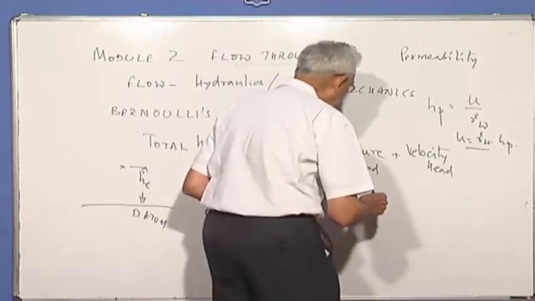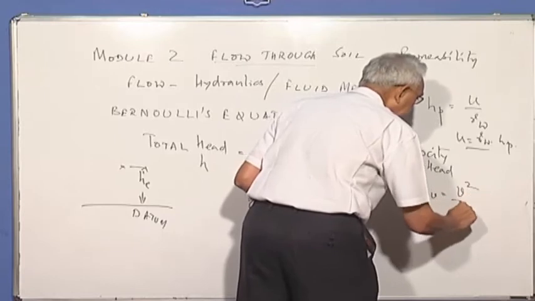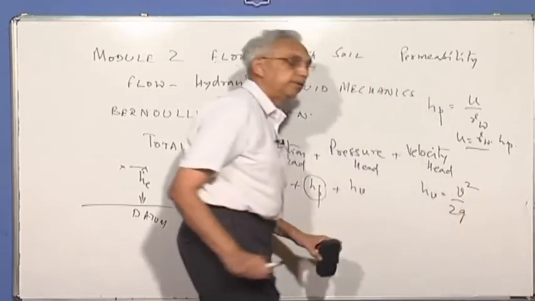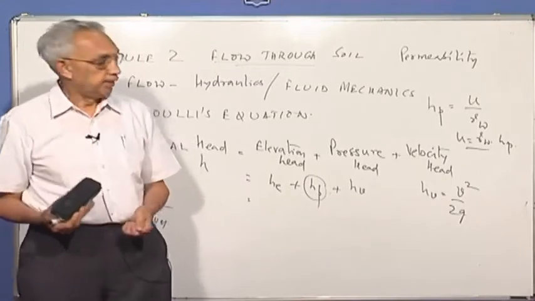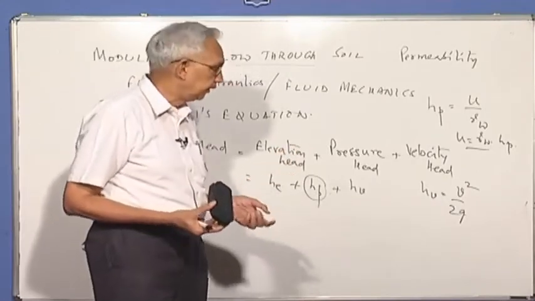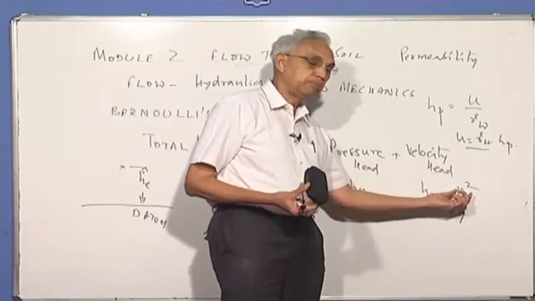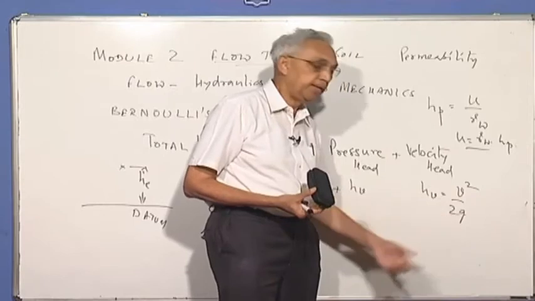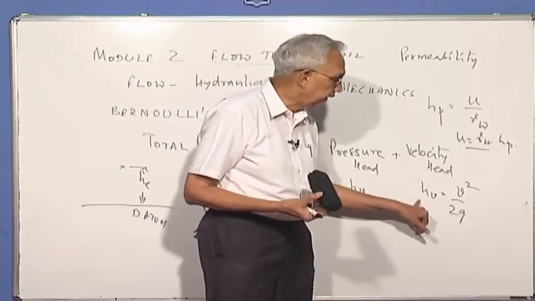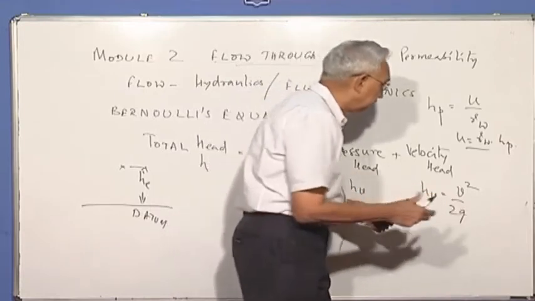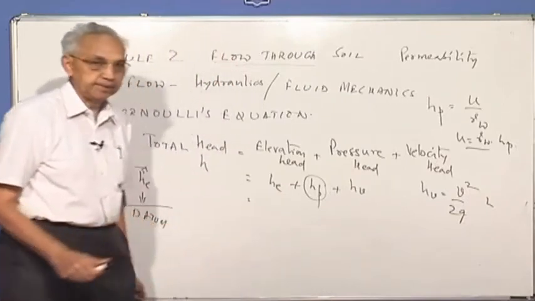The third one is the velocity head, V square by 2g. When you are looking at flow through pipes, canals, conduits, depending on the velocity, it has a certain potential. That potential is expressed as the square of velocity by twice the acceleration due to gravity, and you will realize that the units of this are nothing but length units. It could be meters, centimeters, etc.